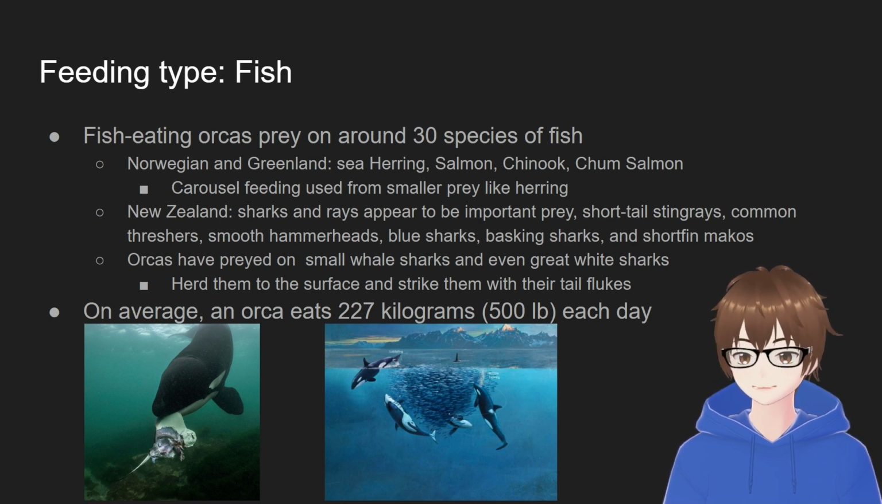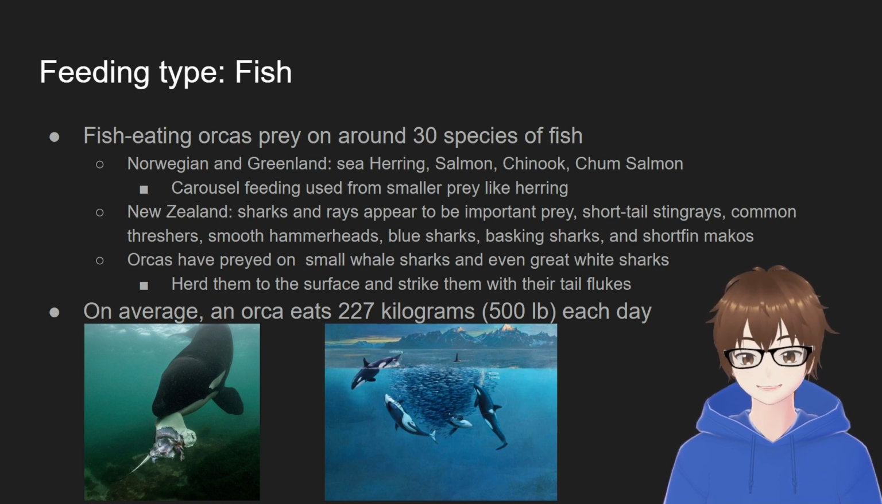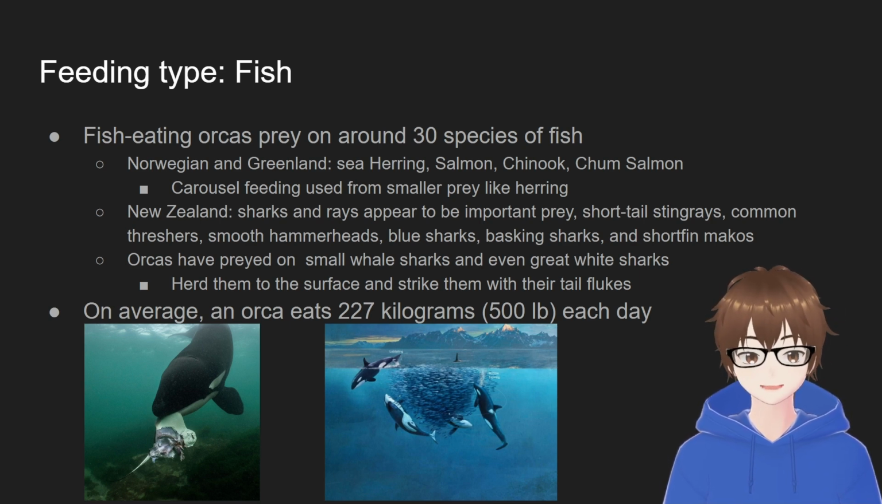In New Zealand, sharks and rays appear to be a more important prey. Short-tailed stingrays, then common threshers, smooth-head hammerheads, blue sharks, basking sharks, short-finned makos, and whatnot. And then I have a picture there of an orca eating a poor stingray. Orcas have also been seen preying on small whale sharks and even great white sharks, which really makes my heart sad because whale sharks are one of my favorite species.